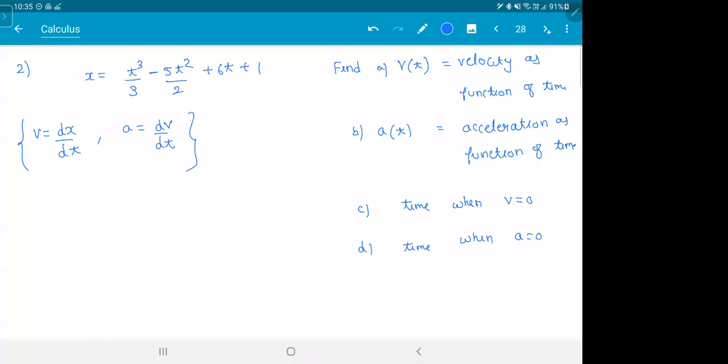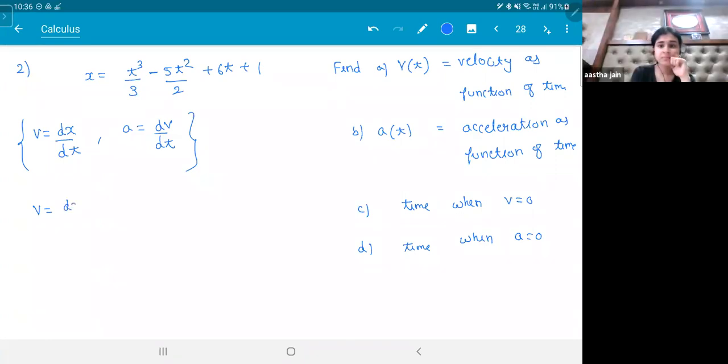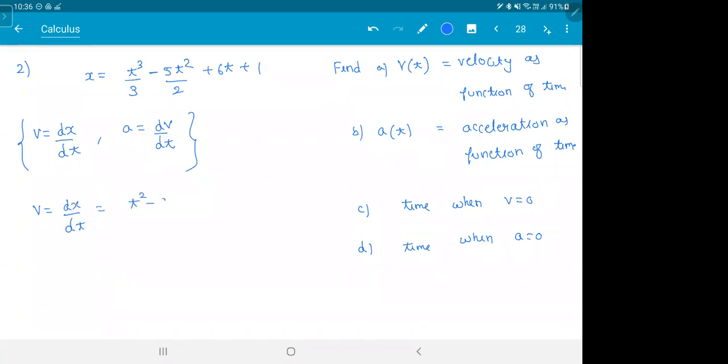Copied. First thing, velocity dx by dt. Now see, in the exam, this is how I would do it. I will directly write it. You can skip all those steps. If you can see the question and write the answer, great. Check whether you got the same thing.